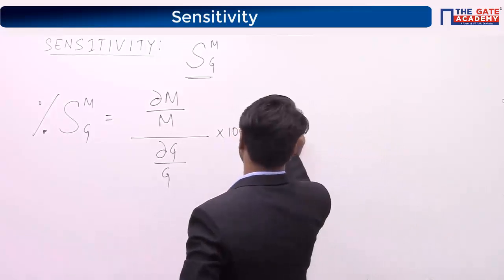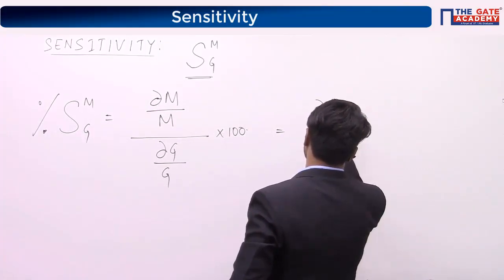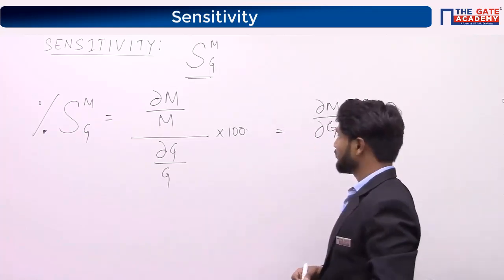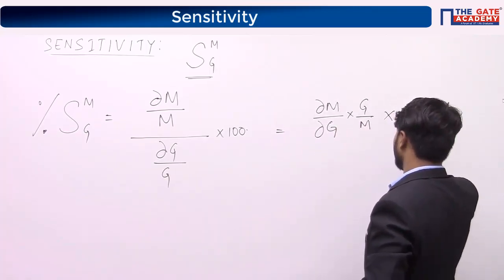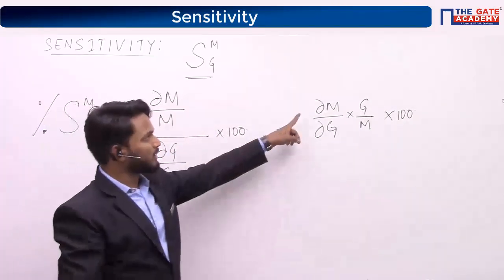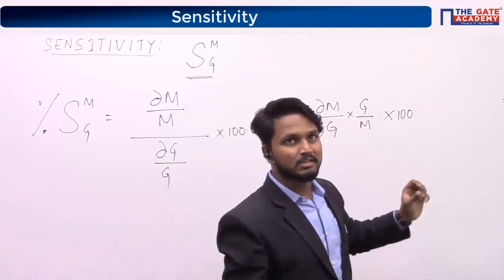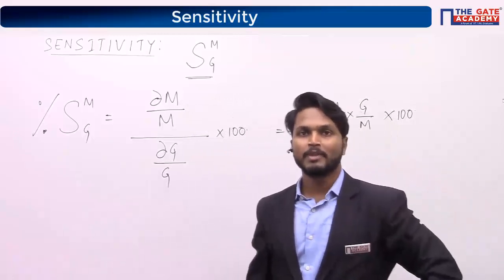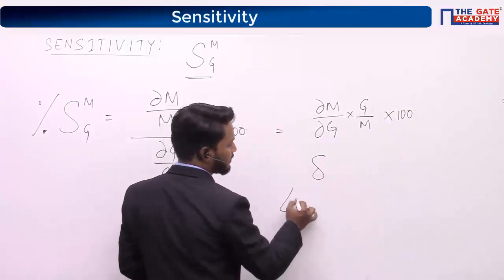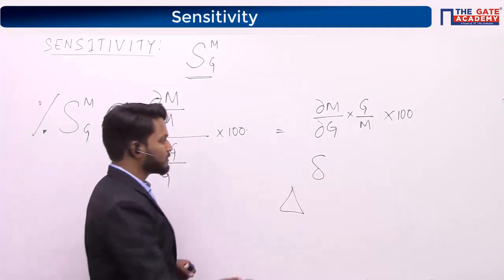That is equal to what? If you simplify this, you will get dou M by dou G multiplied by G by M, multiplied by 100. Many of you would pronounce this dou as del. This is not del. Del is different, dou is different. Dou is used for partial derivative, whereas del is different. Del is this. This is delta. Clear? So be clear with the symbols which you are using.